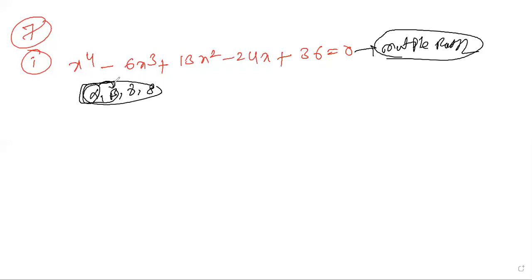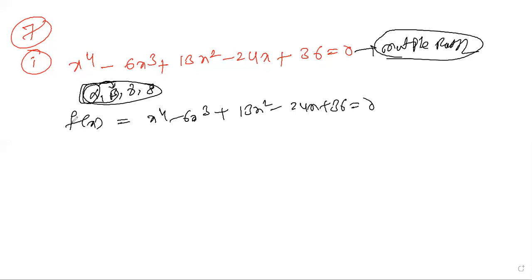First of all, f of x. Let us take the question as f of x equals x power 4 minus 6x cube plus 13x square minus 24x plus 36. After that, multiple roots means you need not solve for f of x. You can go for f dash of x. When multiple roots come, solve f dash of x. Why am I telling this? I'll tell you.